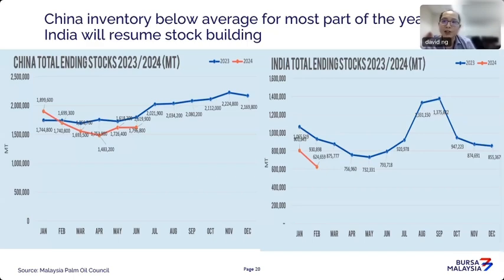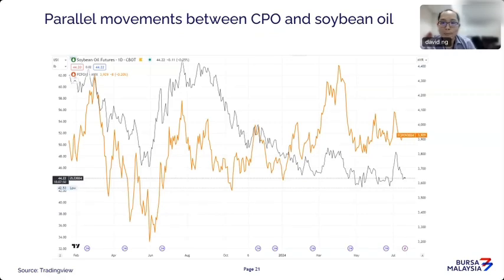Right now you can see that China's stocks are actually below average. The same goes for India. That's why I think exports from Malaysia are strong these couple of months, because China and India are buying a lot to replenish their stock at the port. They just want to make sure they have sufficient stocks as they head into key periods of the year. Now, that's on supply and demand dynamics.